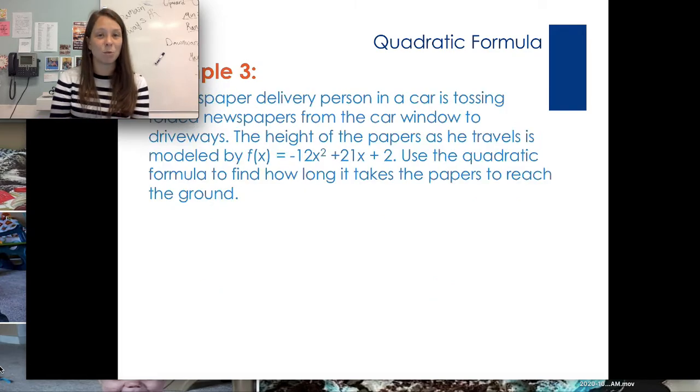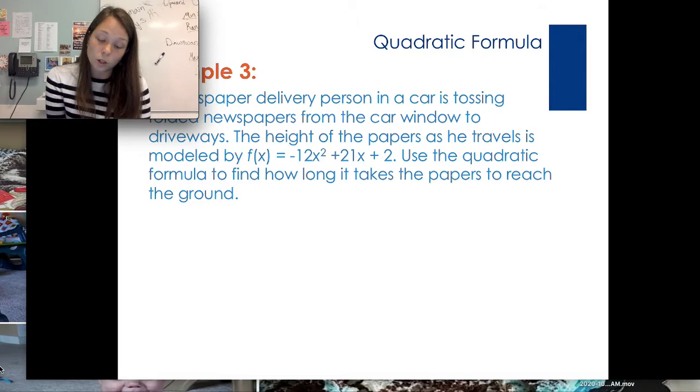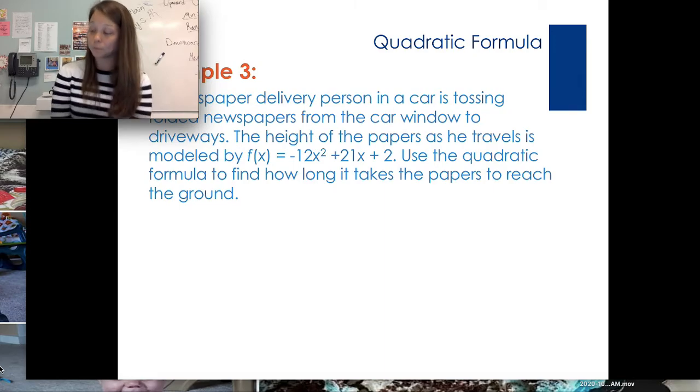Let's take a look at example 3. A newspaper delivery person in a car is tossing folded newspapers. The height of the papers as he travels is modeled by negative 12x squared plus 21x plus 2. Use the quadratic formula to find out how long it takes the papers to reach the ground.